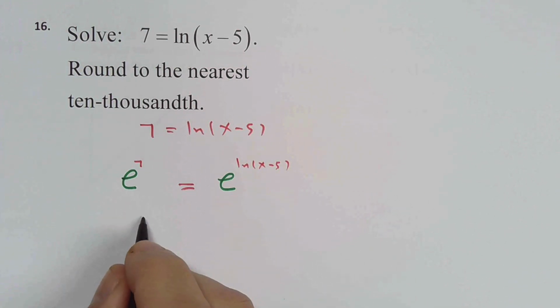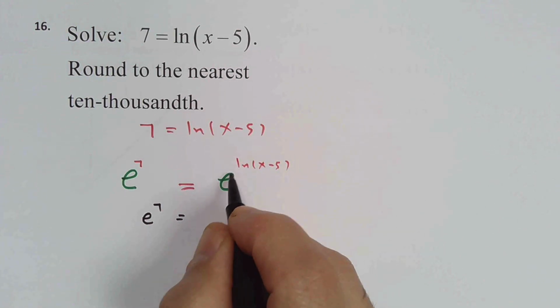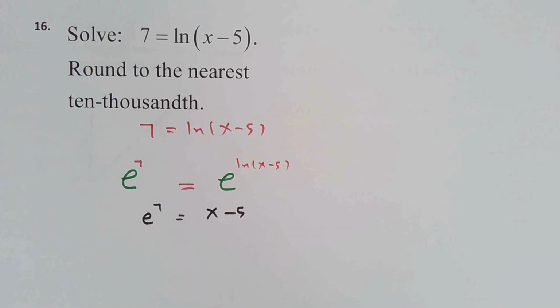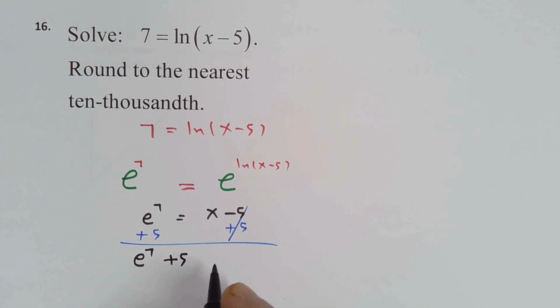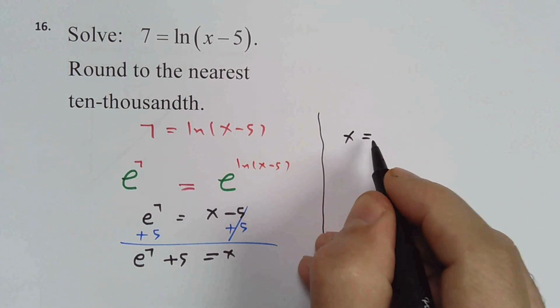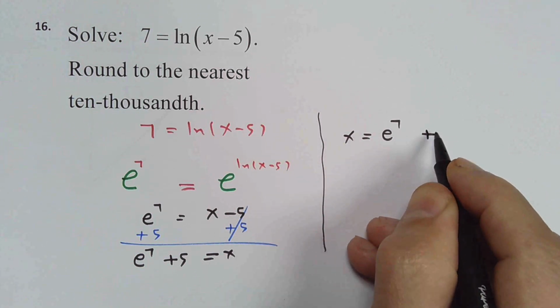So the problem becomes e to the 7. One more time, this cancels, and we have x minus 5 by itself. We're going to add 5 to both sides. Left hand side is e to the 7 plus 5 being added to it equals x. So now x equals e to the 7 plus 5.